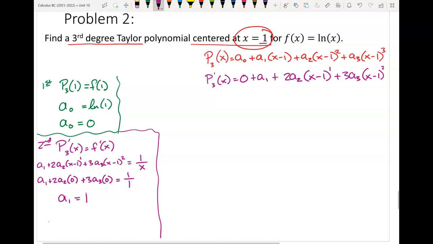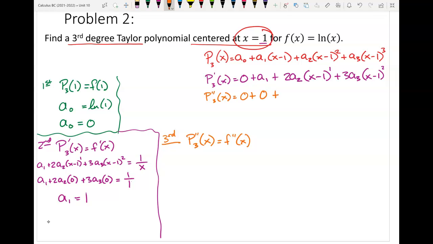All right, so let's go ahead and do our next one. That's going to be our second derivative: the second derivative of the polynomial equal to the second derivative of the function. So let's go back up here. So p double prime, well, that's 0 plus 2a sub 2, plus 6a sub 3 times x minus 1. All right, so that's what we have there.